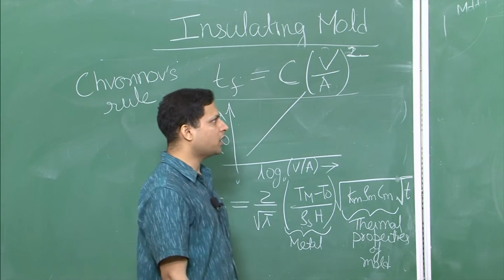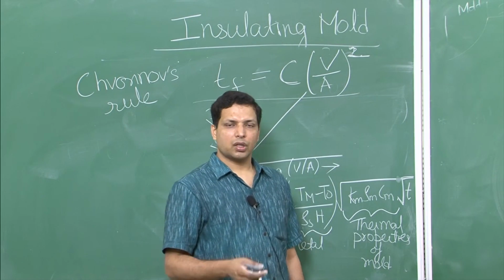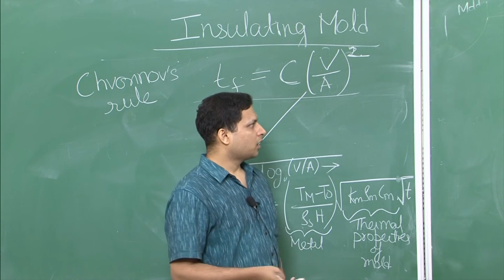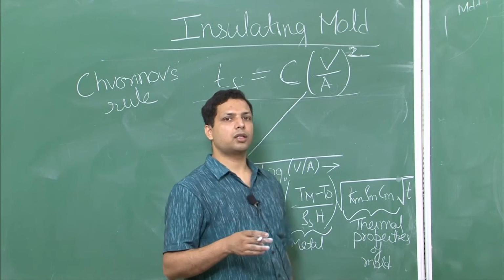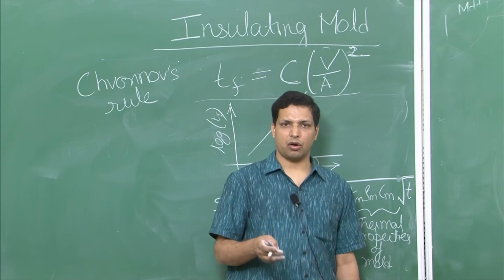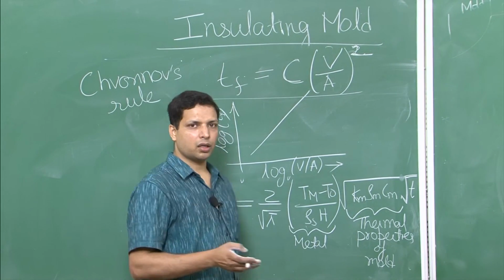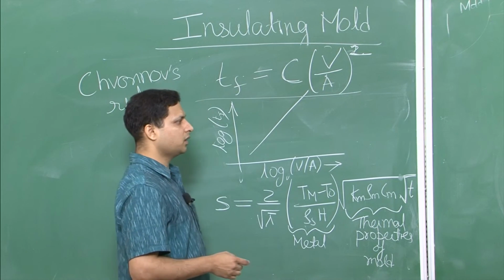And remember what the insulating mold condition was? When you have aluminum and copper, or copper in say a sand mold, or even magnesium, any other conducting material like those, but not something like aluminum in steel or steel in sand cast mold. Those will not be considered as insulating mold.